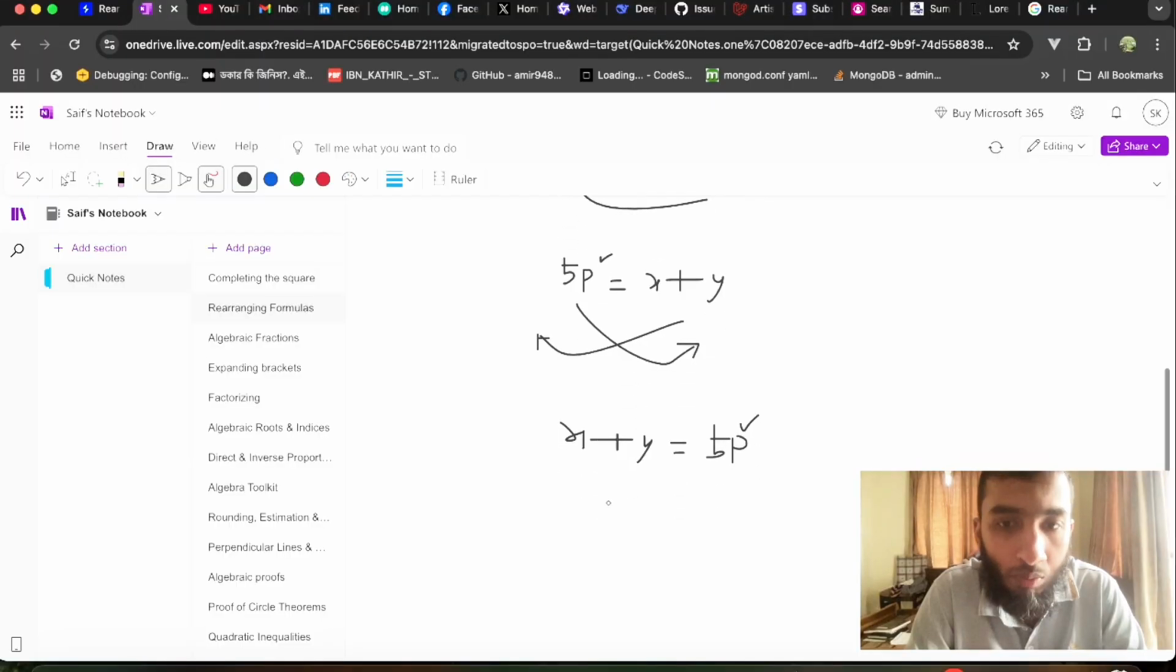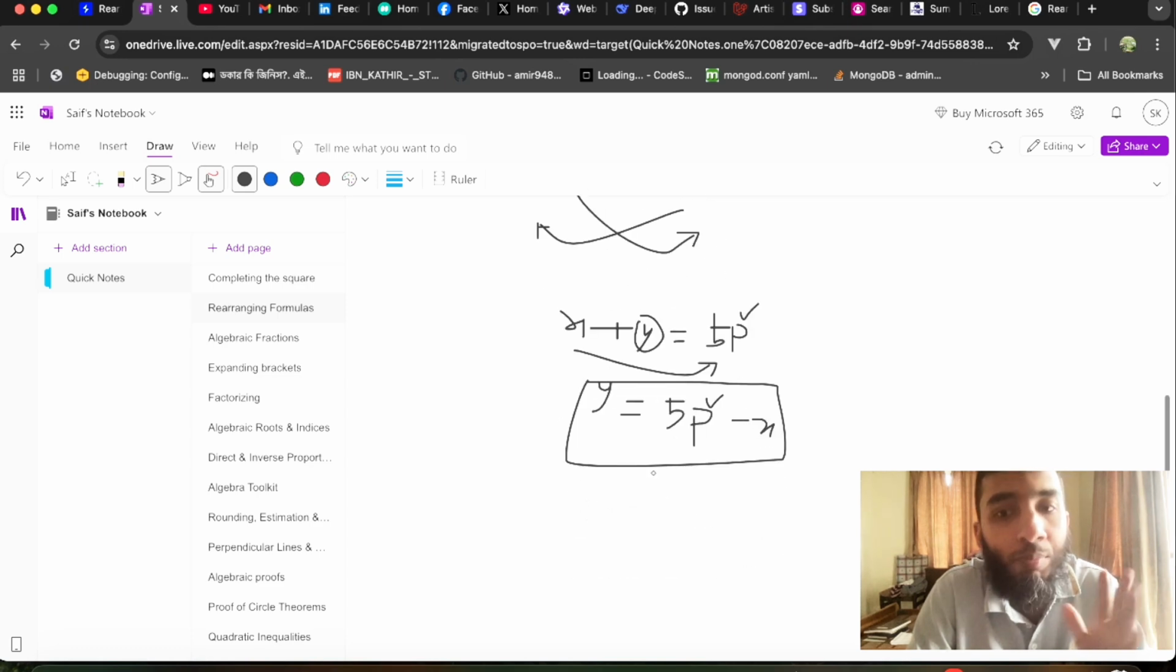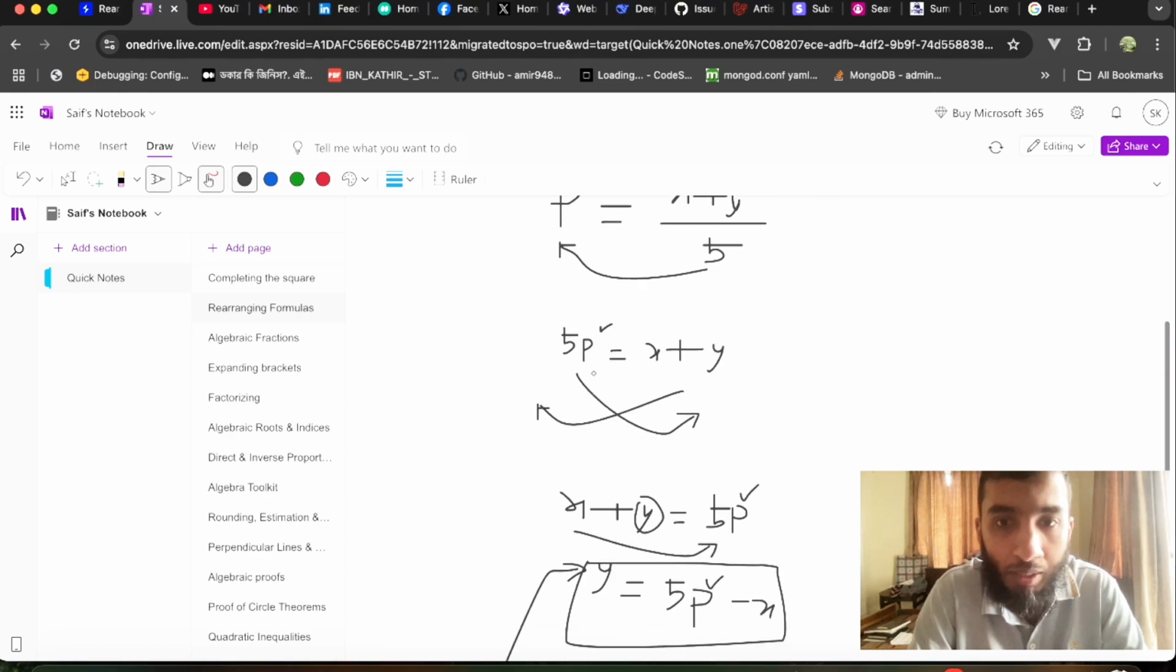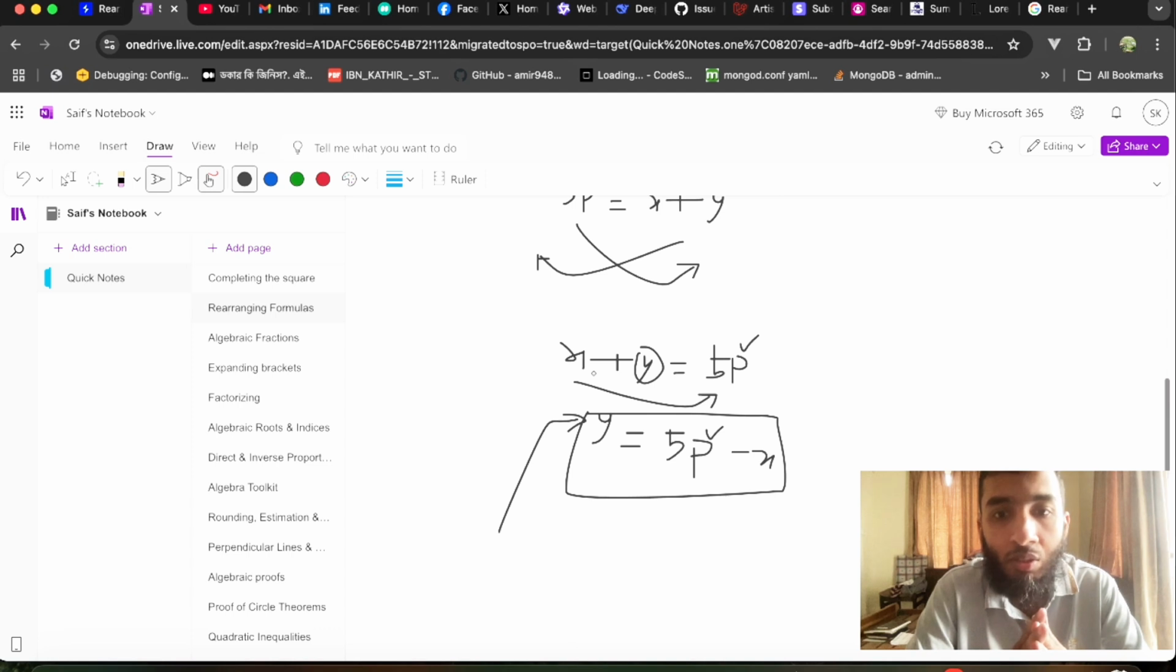So now I have to make y the subject. I'll keep y on the left hand side, and if I take x to the right side of the equation, x will be minus. So y will be 5p square minus x. So I get this equation, which is y equals 5p square minus x. So I have successfully made y the subject of the equation from p. This is how you can change the equation, by changing the subject variable.